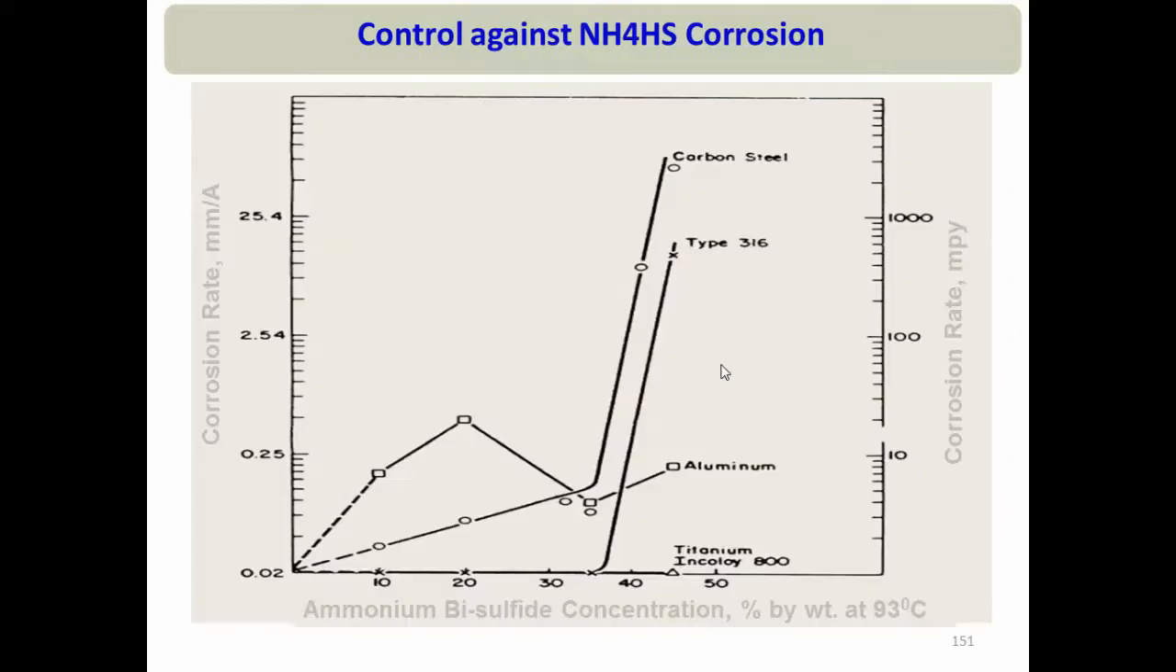Now, another way to control this ammonium bisulfide corrosion is to choose the material wisely. What you see in this graph is that the y-axis is corrosion rate and the x-axis is ammonium bisulfide concentration. What you find is that when we use carbon steel, corrosion rate usually increases with ammonium bisulfide concentration, and above 38% concentration it increases very sharply. But for austenitic stainless steel, like 316 SS, it usually remains very negligible up to 38%. Because of that reason, in many cases where control of ammonium bisulfide is very critical, they usually use SS 321 or SS 316.